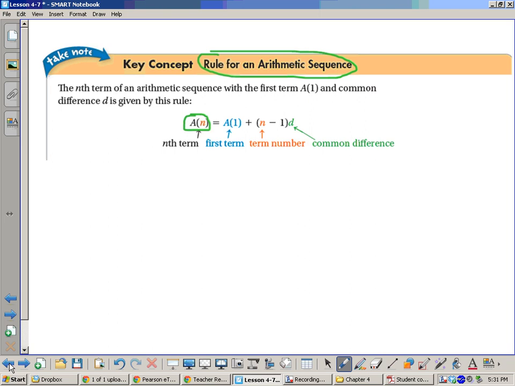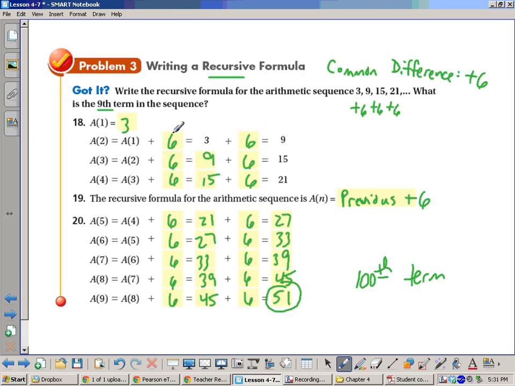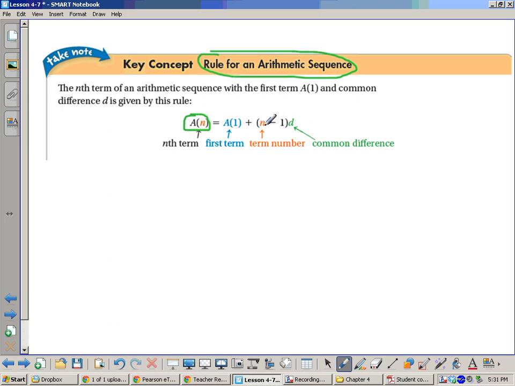I want to go back to the previous screen. If you notice, each time we added 6, we were able to get to the 9th term. We'll count out how many times we added 6. We have 3 here, 4, 5, 6, 7, 8 times that we added 6 to get the 9th term. So we're always going to add the common difference one less time. So that's where they got this formula of n minus 1.